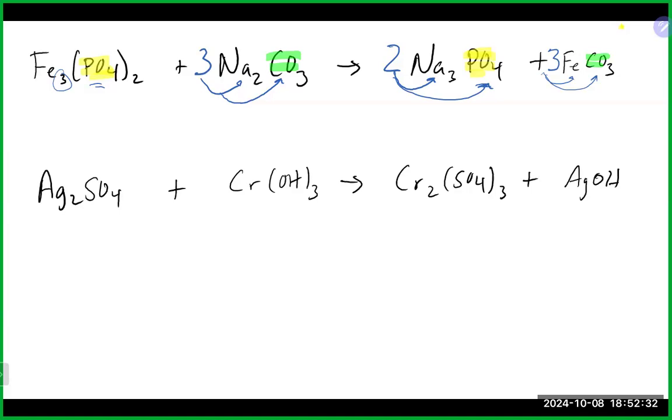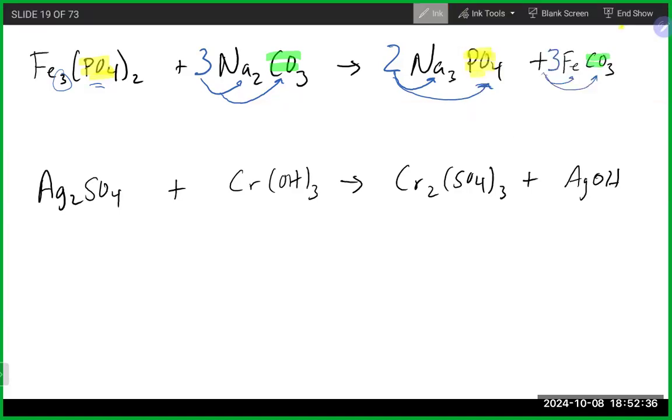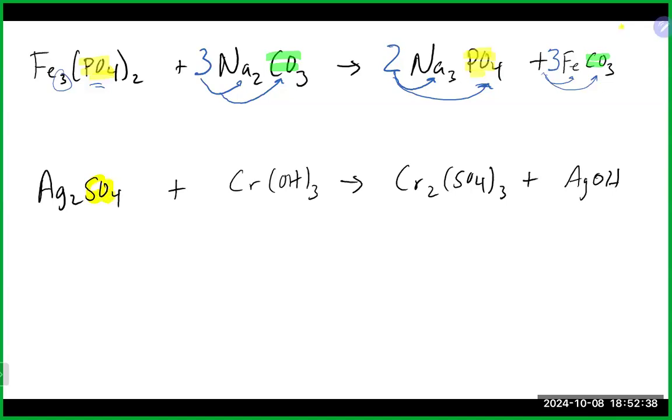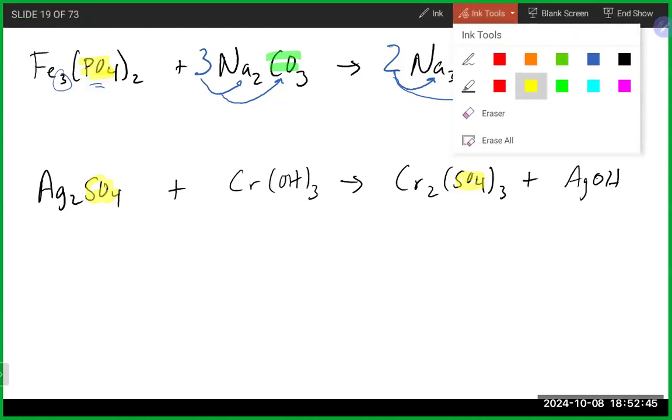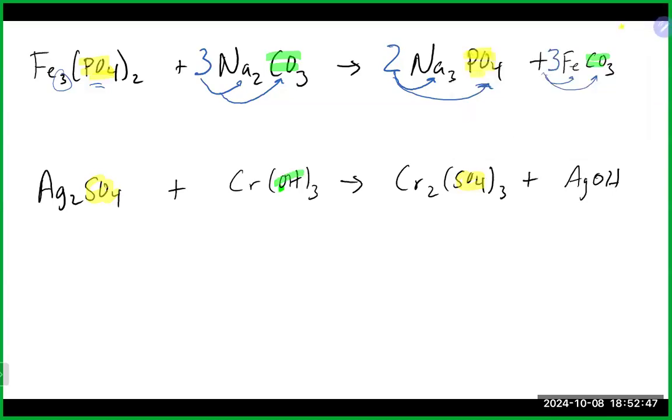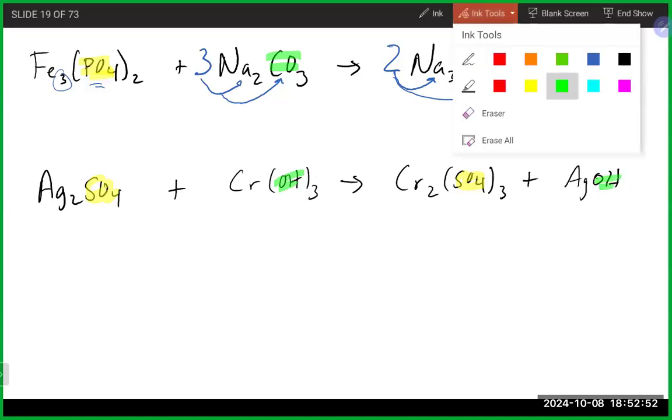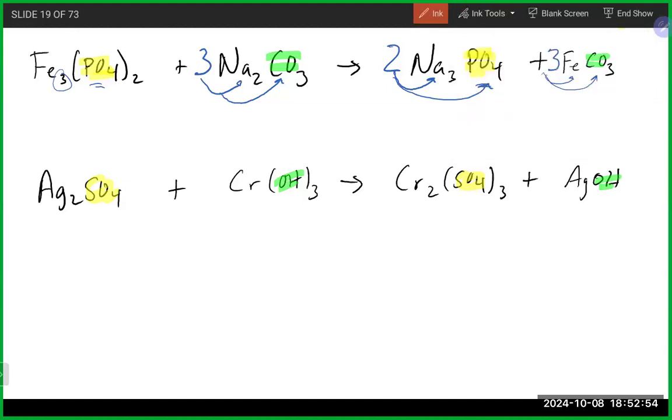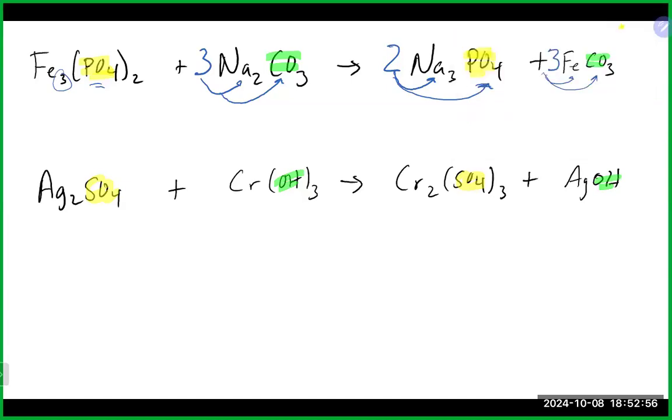So now if we come down here on the bottom one, we also have some polyatomic ions happening. We have sulfate here on the left. We have sulfate on the right. We also have hydroxide here on the left. And we have hydroxide on the right. Now, in this case, we actually have different amounts, if you will, of each of these polyatomic ions. So you can choose either one to start with. And in some cases, one might work better than the other.